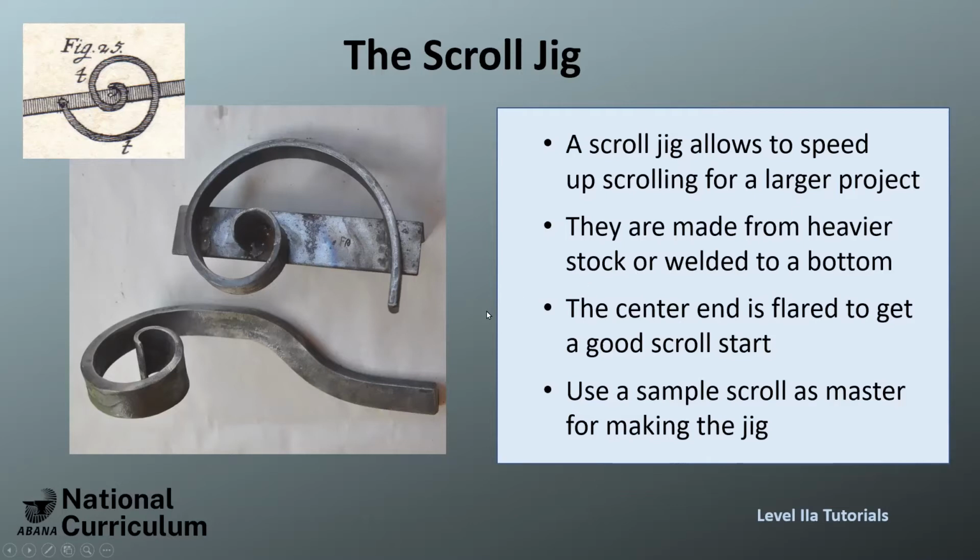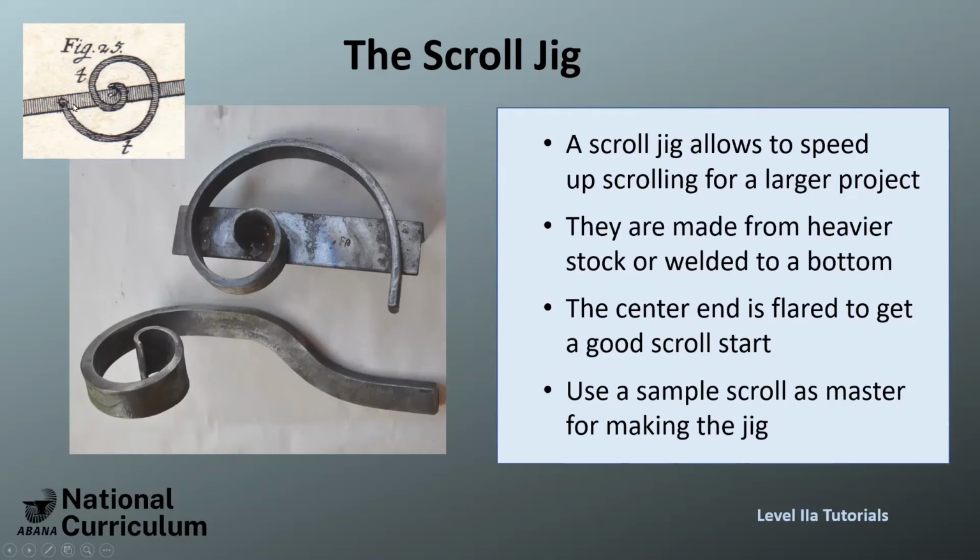The scroll jig can be made, and that's what I will show here, from thicker material. This is 3/8 by 1, I think. Or you can use quarter material, but then you have to weld it to a surface, otherwise it will not hold up. I enlarged this picture from this old book here. They used this version, but they for sure couldn't have welded it.